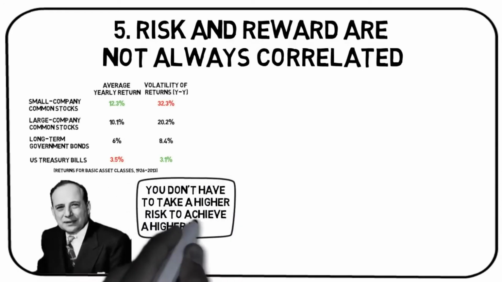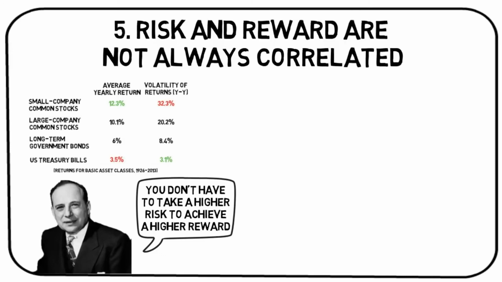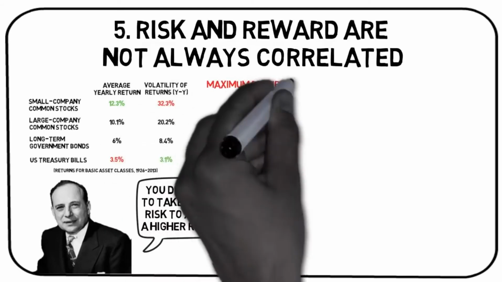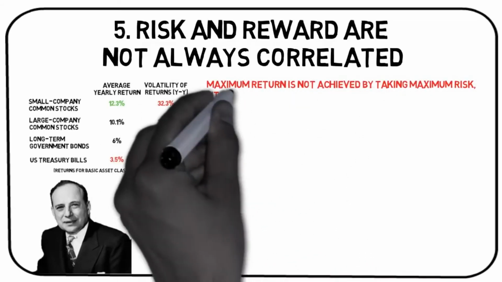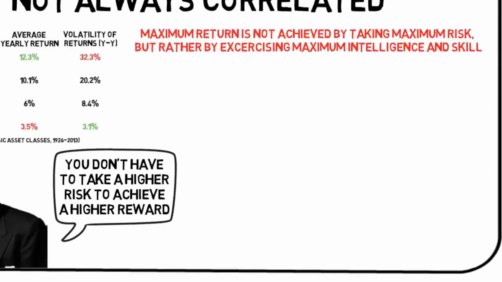Instead, he argues that the price and value of assets often are disconnected. Therefore, the return that an investor can expect is a function of how much time and effort he brings in his pursuit of finding bargain assets. The minimum return goes to the defensive or passive investor, while the maximum goes to the enterprising investor who exercises maximum intelligence and skill. Consider this.